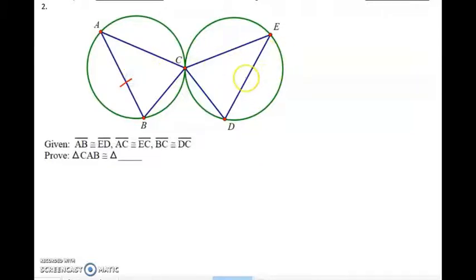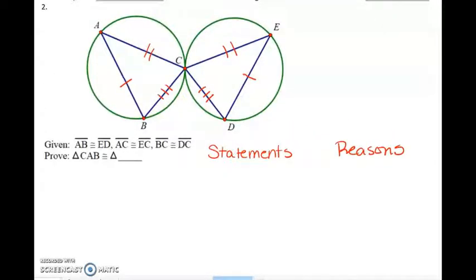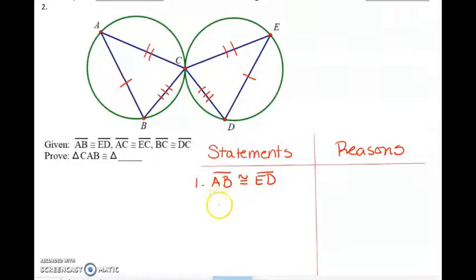Here we are given AB is congruent to ED, AC is congruent to EC, and BC is congruent to DC. So we have statements, reasons. Did I mark my T-tool? Yes, I did. Technically, you could lump the givens together, but if I do that, I'll do that and then show you what would happen if you do it, and then show you kind of why I don't recommend it.